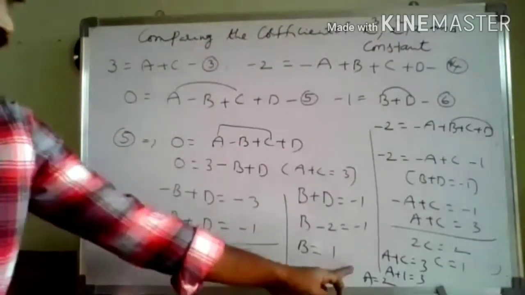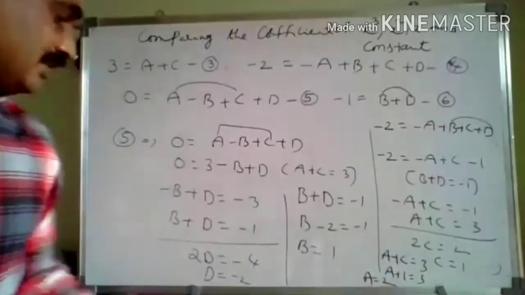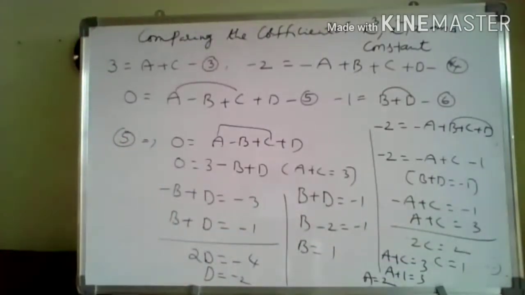So A value 2, B value 1, C value 1, D value minus 2. Substitute A, B, C, D in equation number 1, we get the final answer.